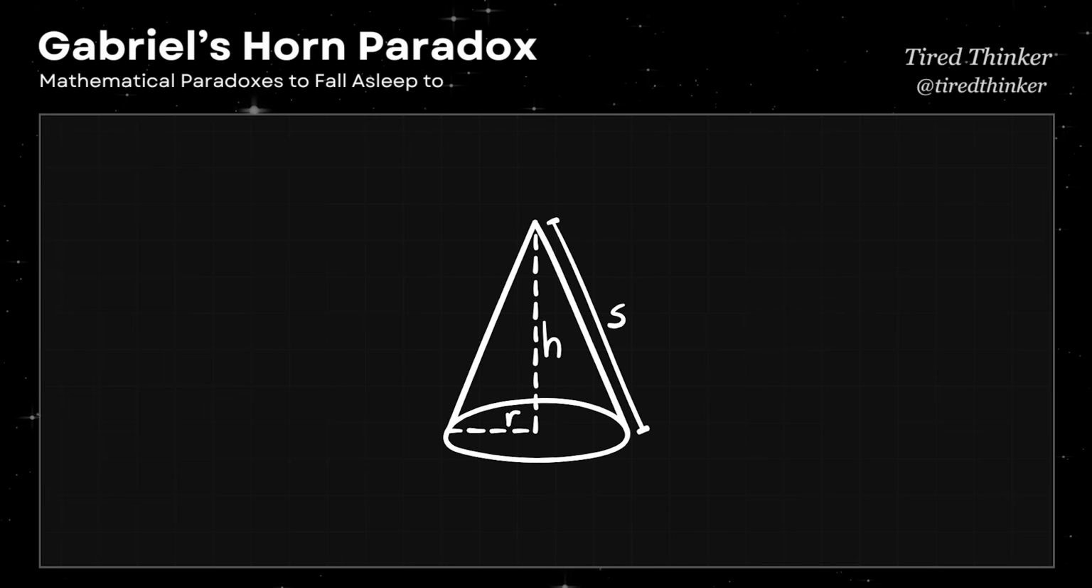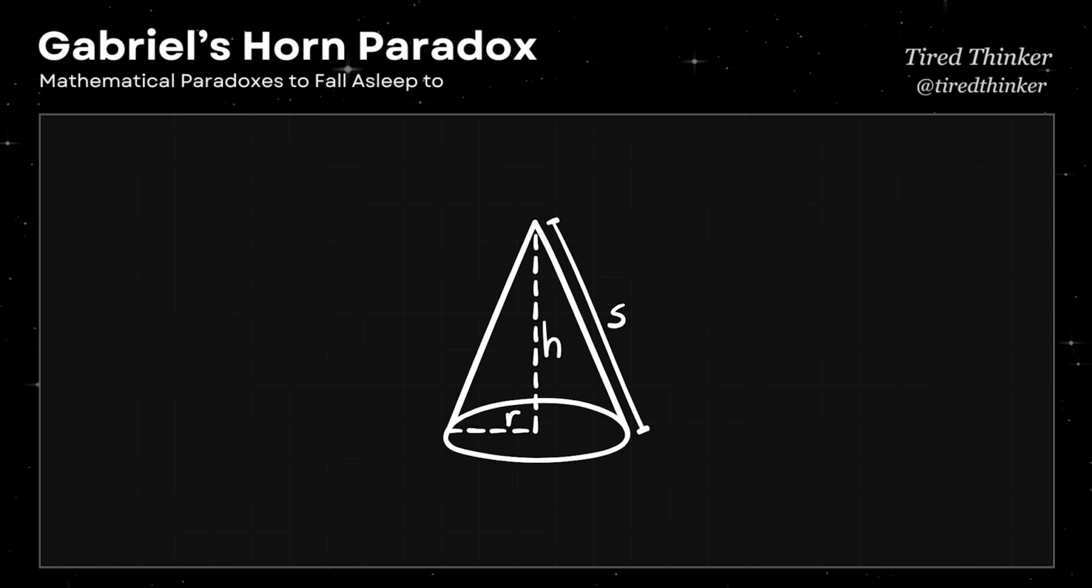Now let's consider the surface area, which is the total amount of space on the outside of the horn. When we calculate this, we find that the surface area keeps increasing without limit. No matter how much paint we have, it would never be enough to completely coat the inside and outside of the horn. This is where the paradox appears. The shape can be filled with a finite amount of material, but it cannot be fully covered, no matter how much paint is available. This result feels strange because it goes against our everyday experience.